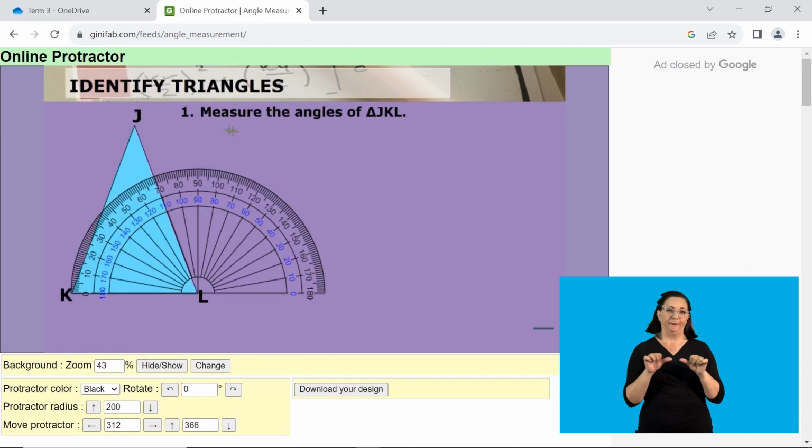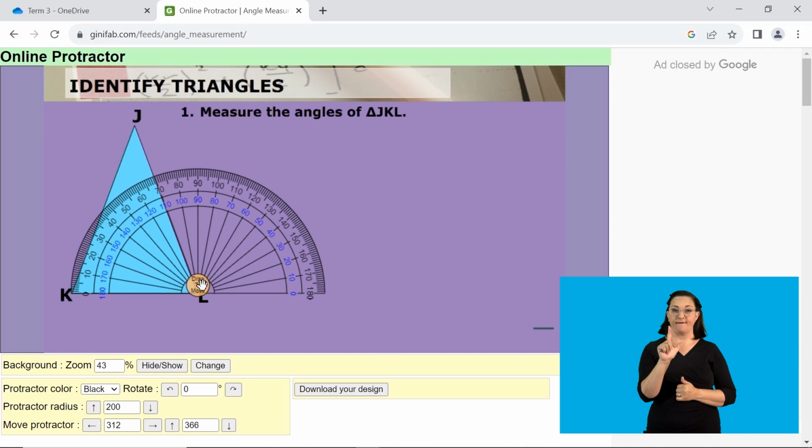The next one, we are to measure the angles of triangle JKL. As I measure the first one, I'm using the black markings and it gives me 70 degrees. Remember, you always start from 0 when you measure and you increase with the numbers. Because if you read it from the blue one, it says 110, but we're not measuring from the right, we're measuring from the left. So it's important to remember which side you're starting from. So it gives us 70 degrees.